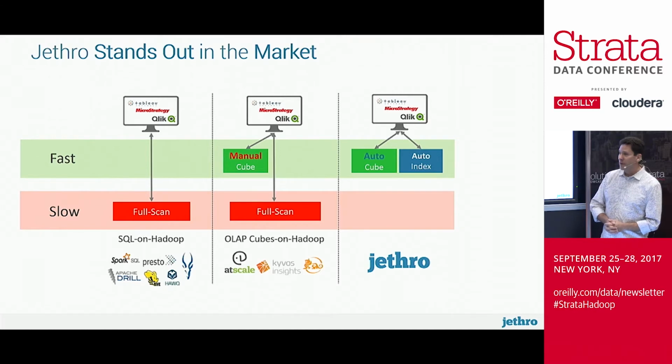Then we have tools that provide cubes on Hadoop. They're good for some queries that you can add to a cube. They cannot do the queries that are too granular or simply do not fit within a cube. And then there is Jethro's approach, which combines both the indexes and the cubes together. The difference here is that we can accelerate all queries, and it's fully automated. You don't have to define your cubes, you don't have to define your indexes. It's fully automated.